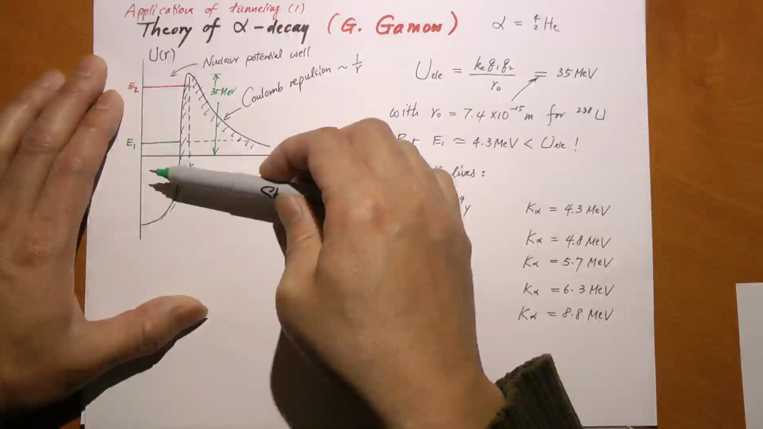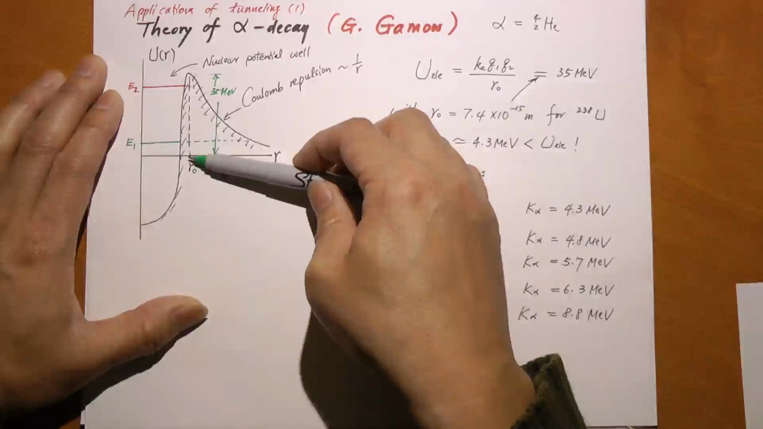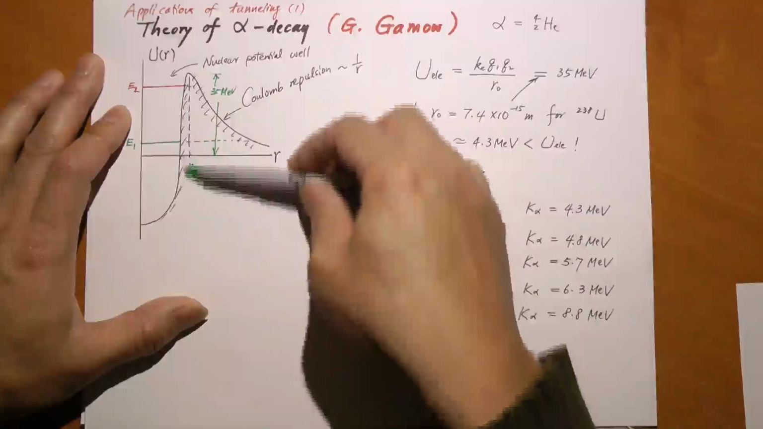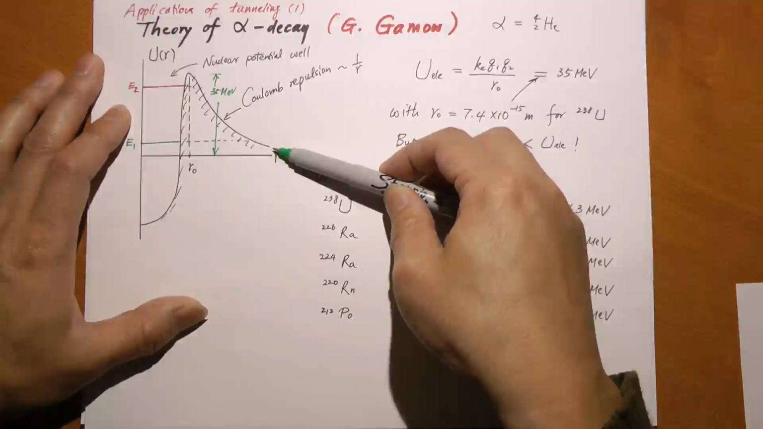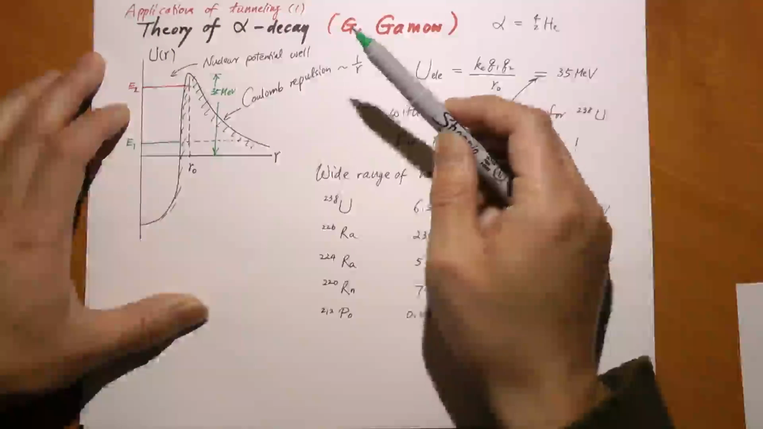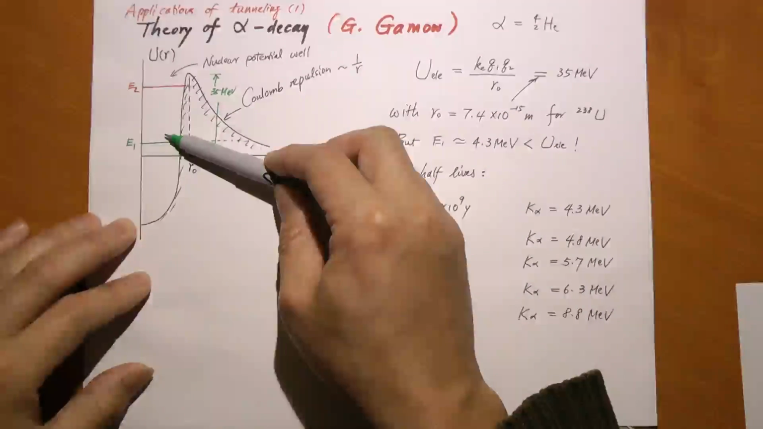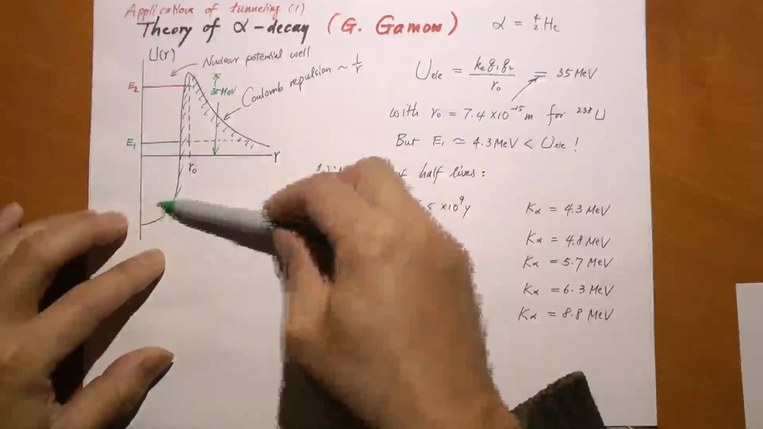Okay, but this force is short-ranged, so outside R naught, it doesn't exist, and therefore only the Coulomb force persists. So you have basically just a potential hump like this. Right? Now, an alpha particle is originally inside the atomic nucleus. It's somewhere here.